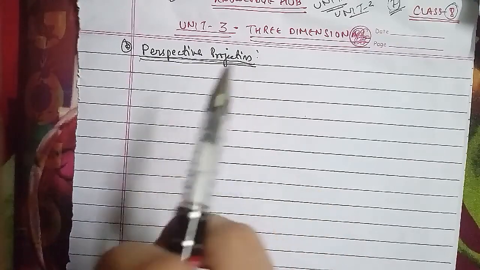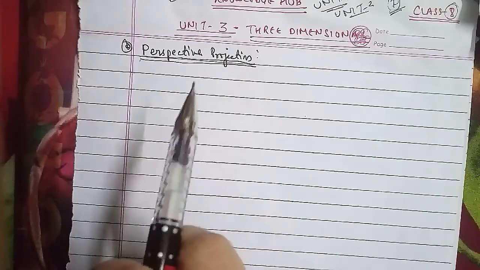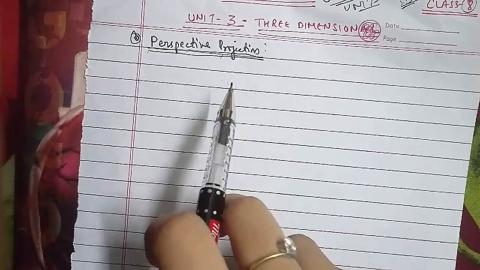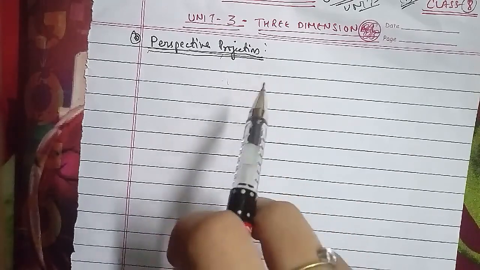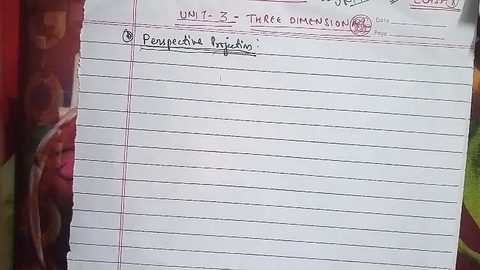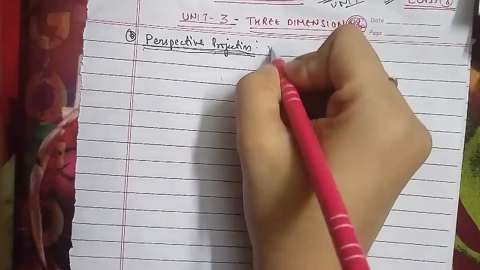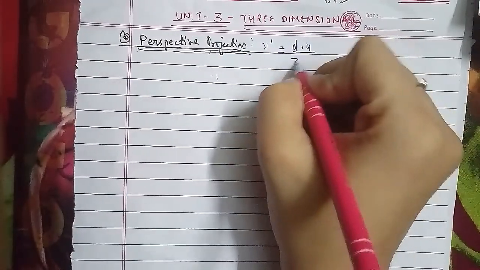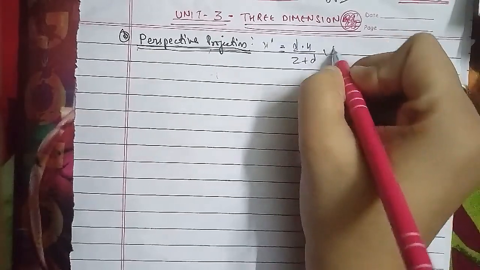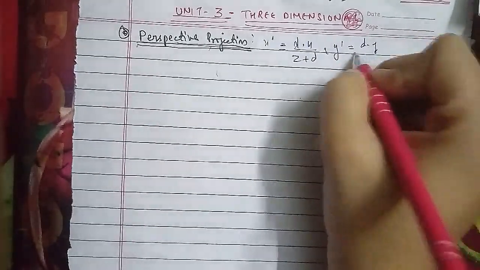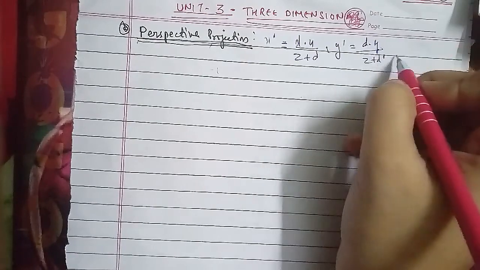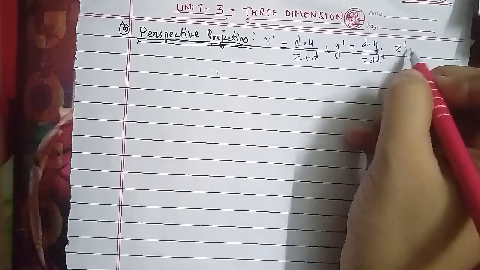In the standard perspective projection, the view plane is the xy plane and the center of projection is taken as the point C, which is (0, 0, minus d), negative on the z-axis. In terms of mathematical representation, x dash equals d x upon z plus d, and y dash equals d y upon z plus d, and z dash equals 0.